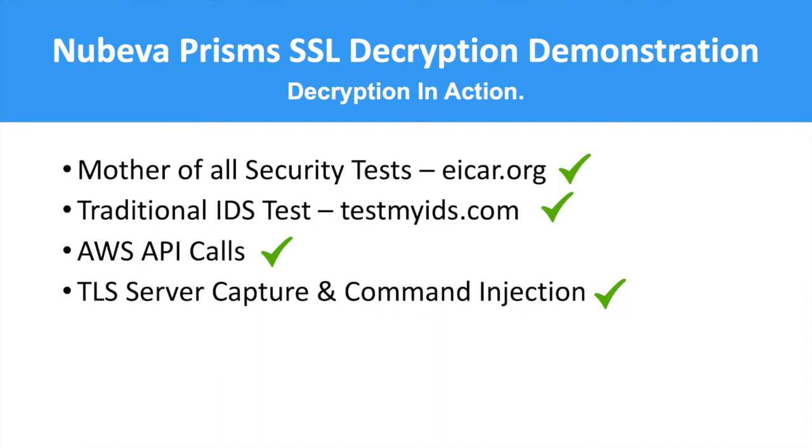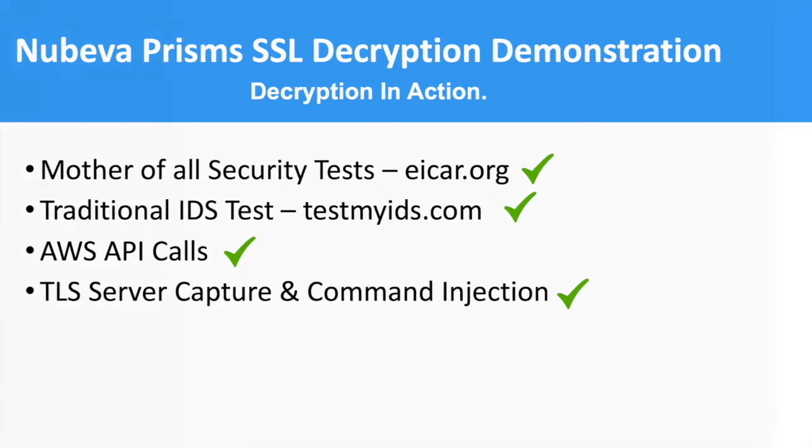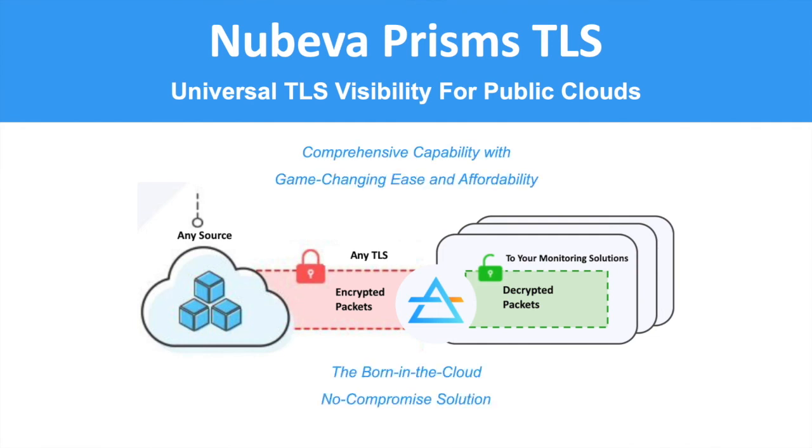So that's it. You've seen what Nubeva Prisms can do. And as we said, comprehensive capability, game-changing ease and affordability. Nubeva Prism's TLS decryption, the only bolt-on, in the cloud, no-compromise solution.